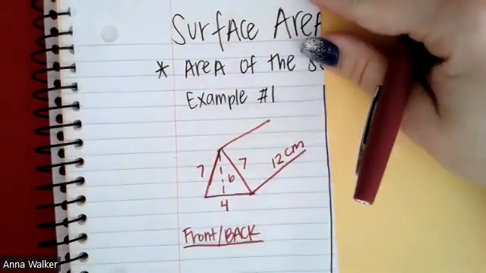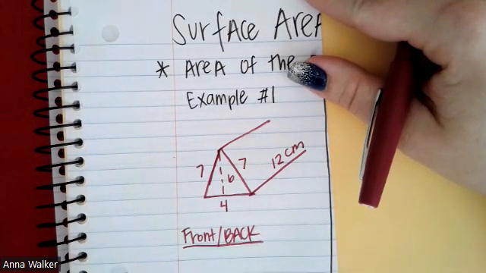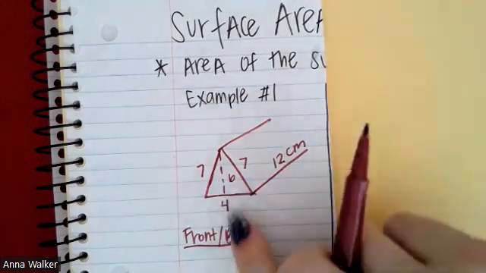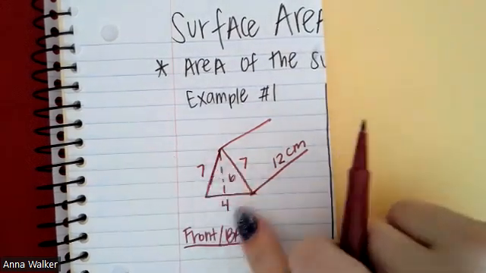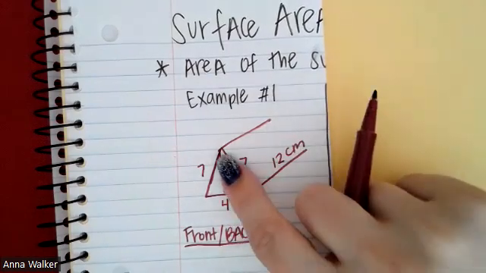So what the top and bottom shapes are in terms of area are going to be the same thing, so it makes our job a little bit easier. In this triangular prism, the first thing we're going to do is figure out the area of the front of this shape. And we also know that the front of this shape is a triangle.